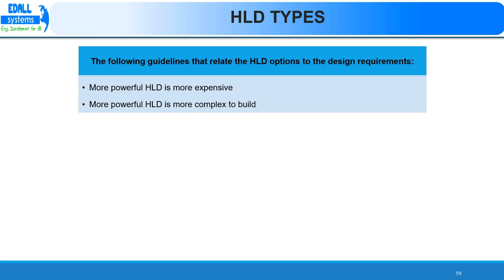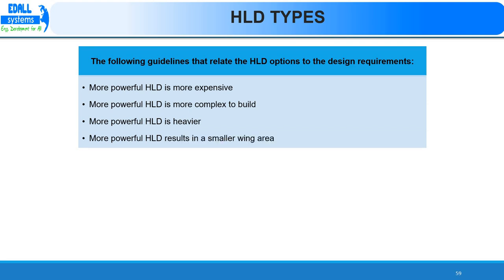More powerful high-lift device is more complex to build. For example, triple slotted flap is more complex to manufacture than single slotted flap. More powerful high-lift device is heavier. For example, double slotted flap is heavier than single slotted flap.